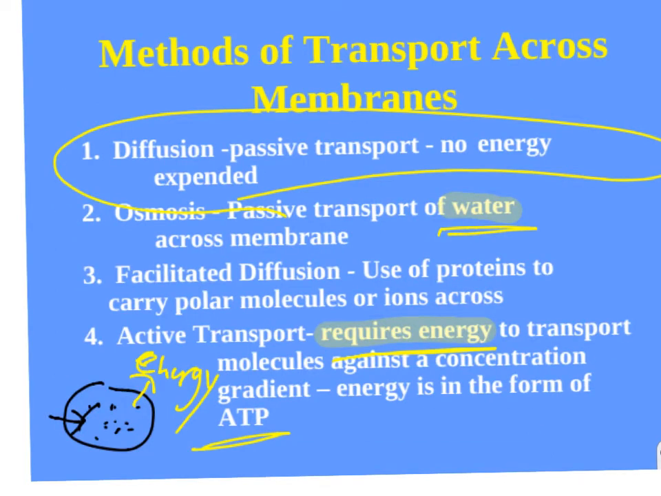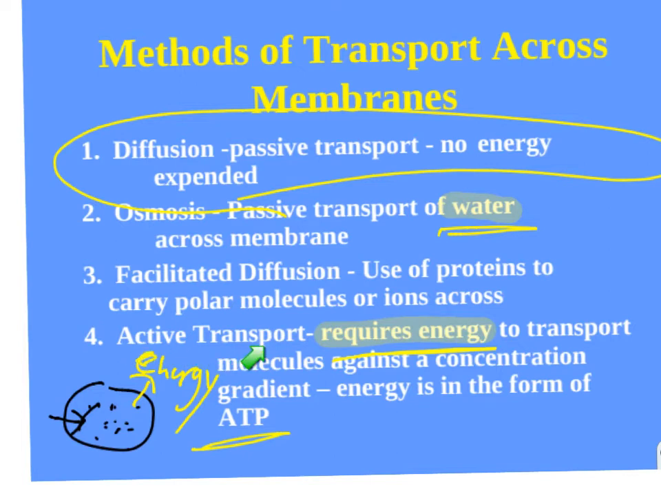So what are some methods that the cell membrane uses to transport materials? One of the main ways is called diffusion. Diffusion is a type of passive transport. That's where molecules will move into and out of a cell with no energy expended. You also have what's called osmosis, just like the Garfield video. That's a type of passive transport of water across a membrane. Remember, water, osmosis. Diffusion is other types of particles like salt or sugars. You also have what's called facilitated diffusion. That uses the proteins that I showed on the other slide to carry molecules across.